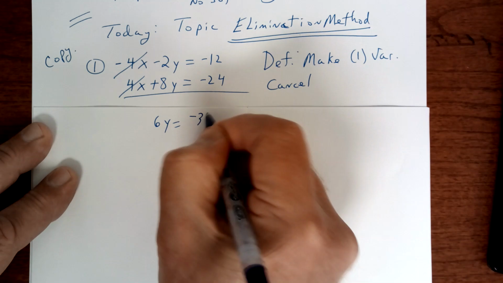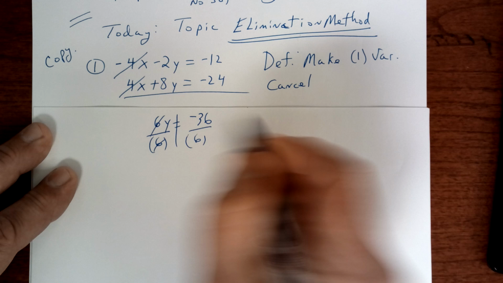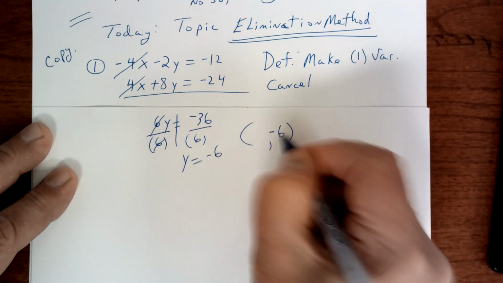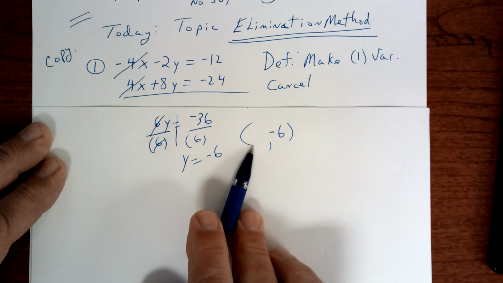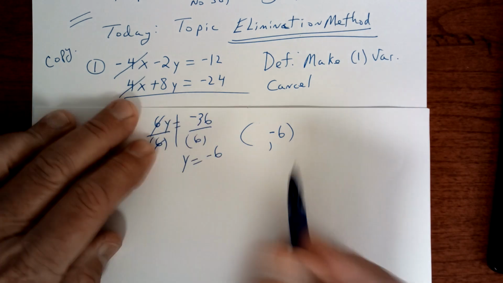And then you're going to divide by 6, and you get y equals a negative 6. And that goes in the second slot. And that's what y is. Now, to get x, you get to pick either equation that you like. I actually like the bottom one because I see a lot of positives.